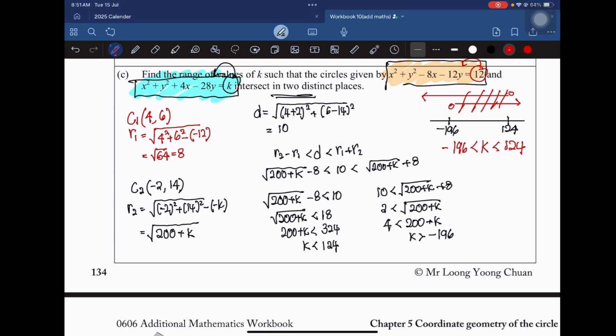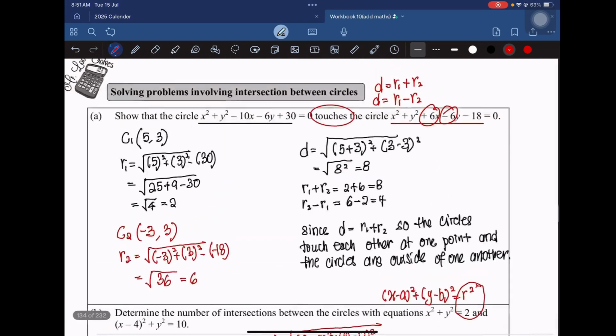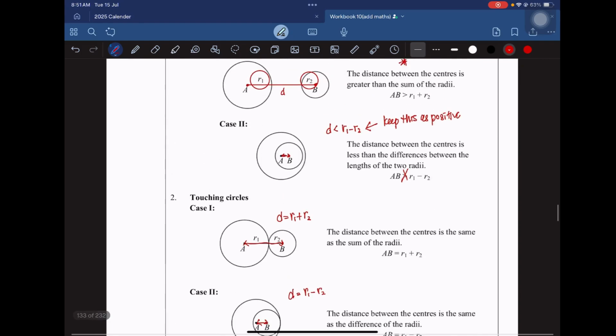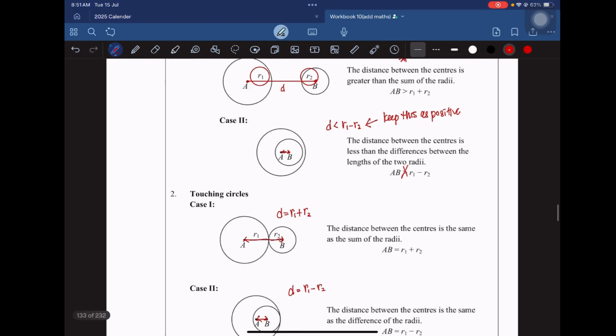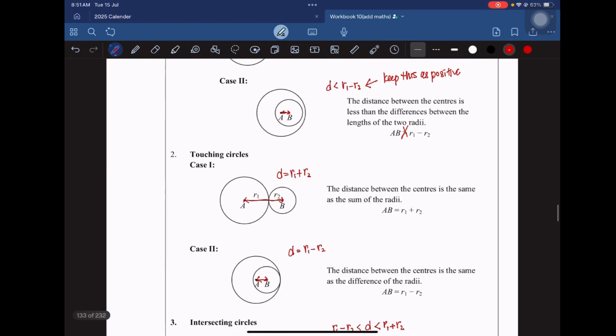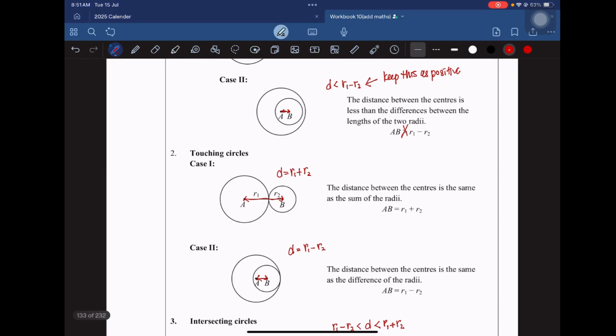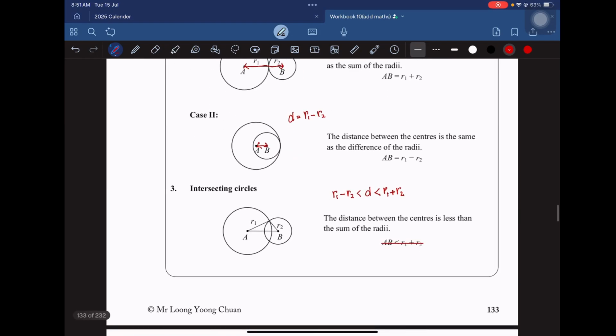That's why the 5 rules up here you must memorize. It's actually not difficult to memorize. One is d is more than R1 plus R2. One is d less than R1 minus R2. Then the other ones are equal, because they're touching: d equals R1 plus R2 and d equals R1 minus R2. And the last one is just in between the minus and the plus R only.